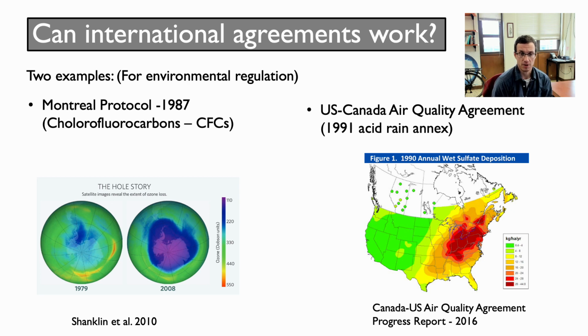This was a 1991 agreement that was tackling the problem of acid rain, which you all likely have not heard of, but certainly when I was growing up, this was a big thing, that there was really acidic rainwater coming down and killing fish across the US and Canada.